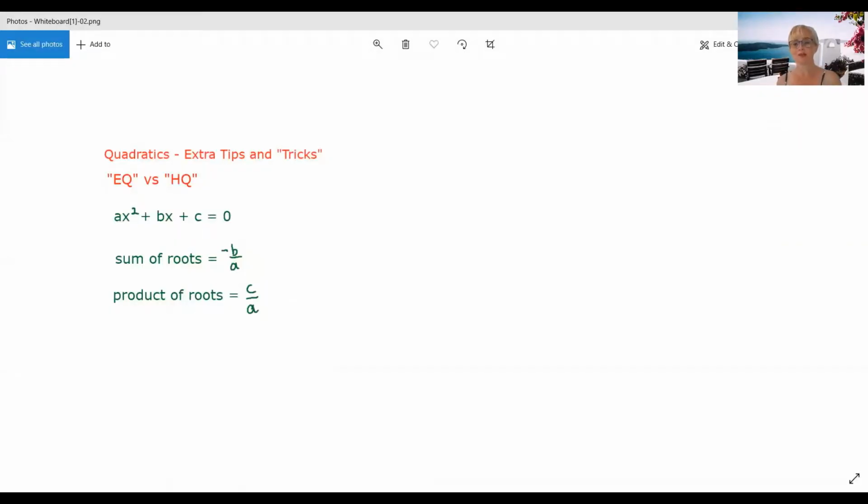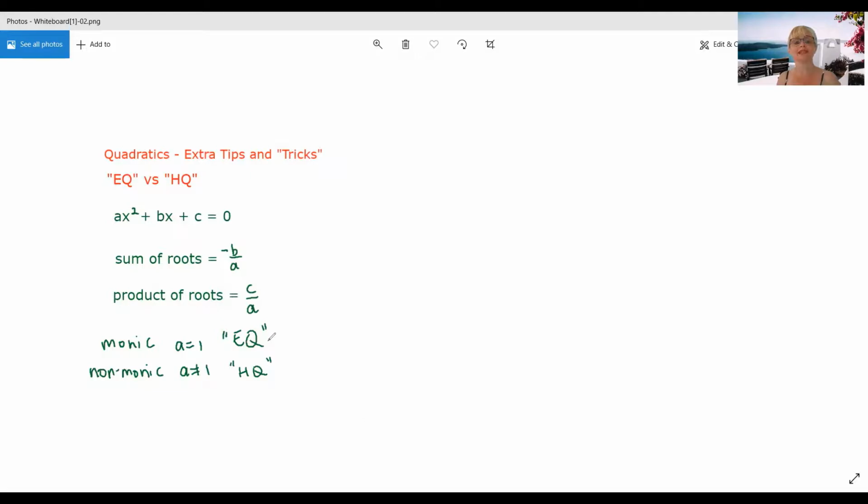So I've invented the terminology that if we have what's termed a monic quadratic, in other words, a is 1, the coefficient of your x squared term is 1, I've deemed those to be easier quadratics or EQs. If we have a non-monic quadratic, in other words, a is not 1, I term those HQs or harder quadratics. And the methods that I teach for factorising those are slightly different. They're not at conflict with one another.